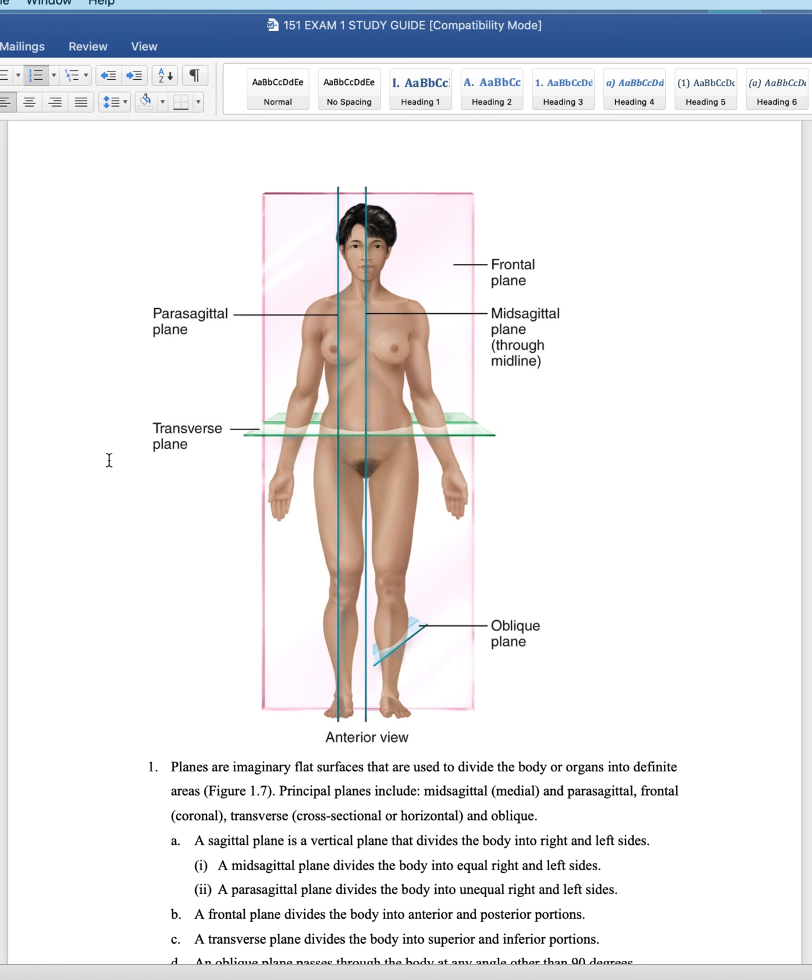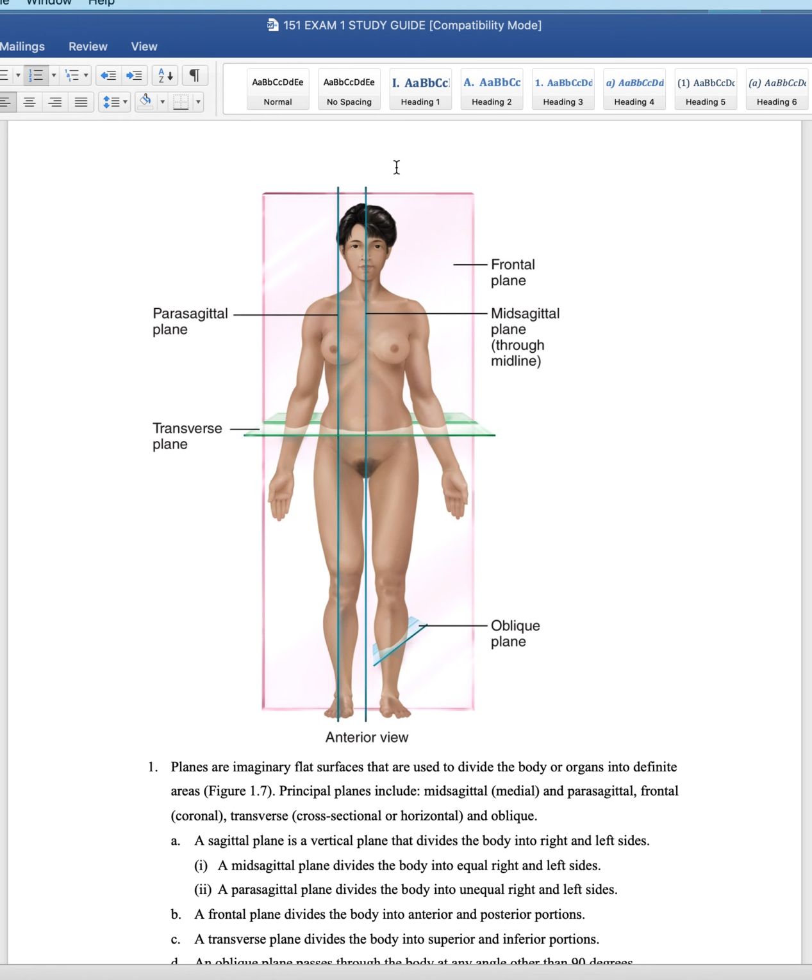But I like to remember it as it's going to cut my body in half like a magician, right? A frontal plane is going to cut your nose off. It's going to cut right in between your ears and take the front of your face off from the back of your head. Right? A mid-sagittal plane is going to go directly through the midline of the body.